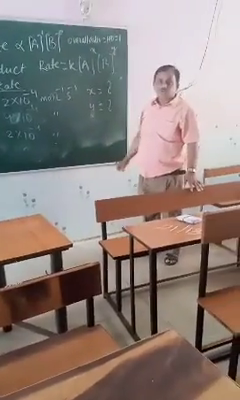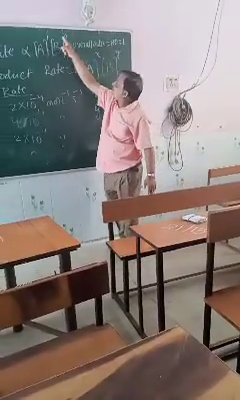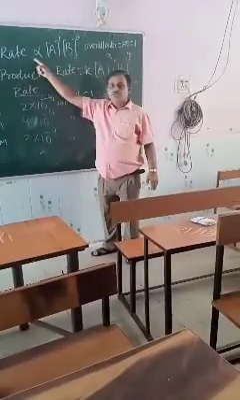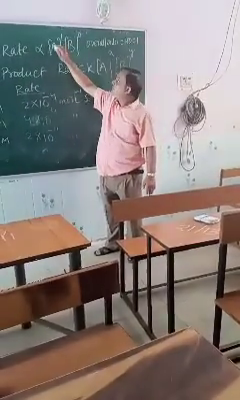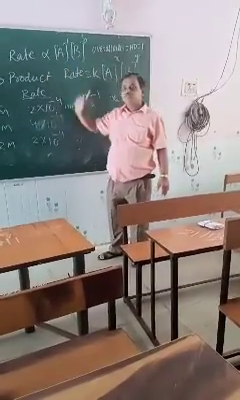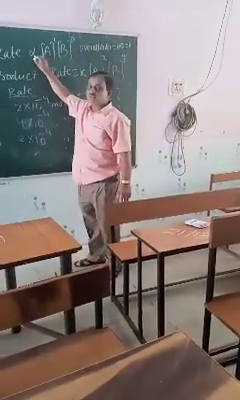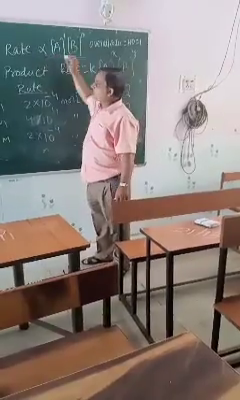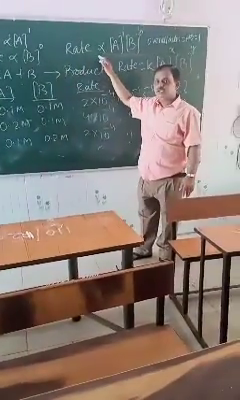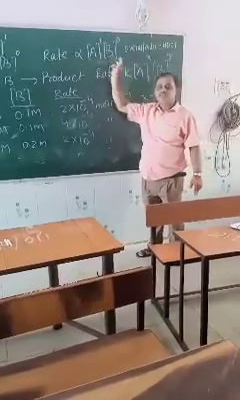So students, order of reaction is the sum of the powers of the concentration of reactants in the rate law expression. That is called order of reaction. So order is experimental. Order cannot be determined from the balanced equation, not theoretically. It is only experimental. By taking the experimental data, we can find out the order of reaction.